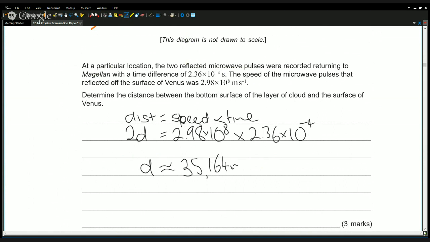38,164 meters, which is about... round to the appropriate number of significant figures. Everything was given in 3 sig figs. So let's write that as 3.52 times 10 to the 4 meters. Don't forget your units. So far, so good.